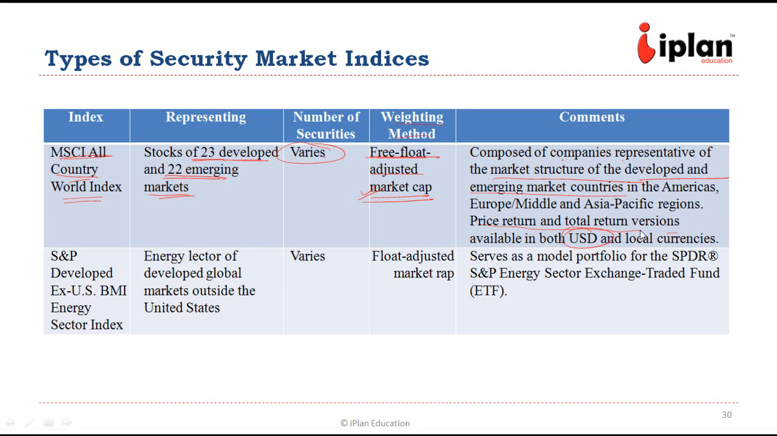Another example is the S&P Developed ex-US BMI Energy Sector Index. So this represents the energy sector of developed global markets outside the United States. The number of securities varies. The weighting method for construction of the index is float adjusted market cap, and this is serving as a model portfolio for SPDR, that is Standard and Poor's Energy Sector Exchange Traded Funds. So this is a model portfolio for this ETF.